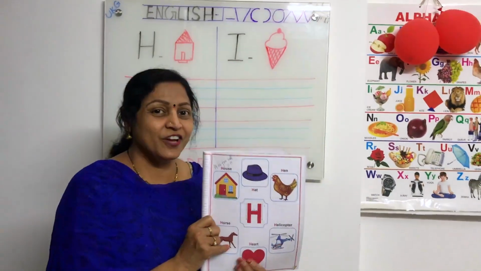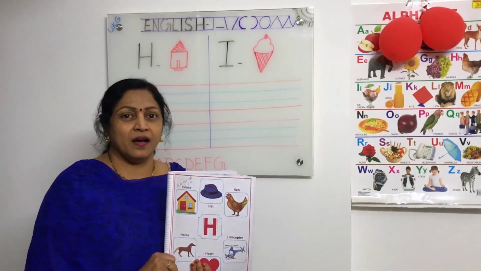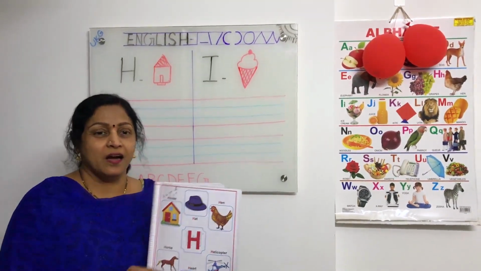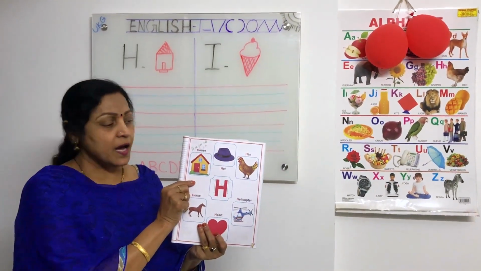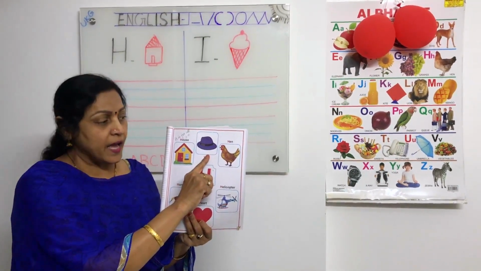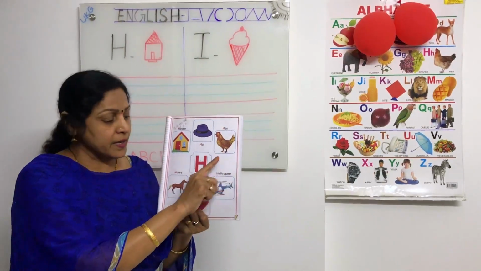Now what is the sound of H children? What is the sound? Ha, ha, ha. Say all of you children. Look here. Ha. H says ha. H is for hat. Ha, ha, hat. H is for hen. Ha, ha, hen.